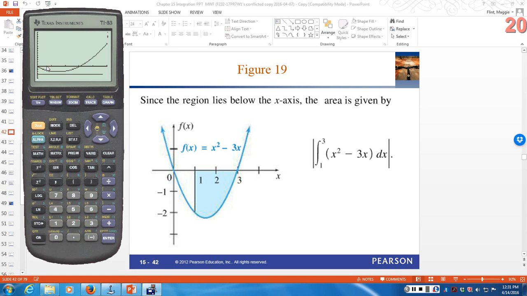Okay? And the only reason it shows it to be negative is because it comes up under the x-axis instead of over the top of it. So it thinks it flipped it over, but it really didn't. Okay? I want the 10/3 because area is not negative. Yeah, you always want your area to be positive.